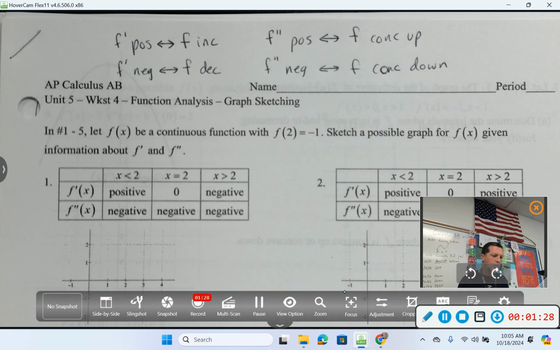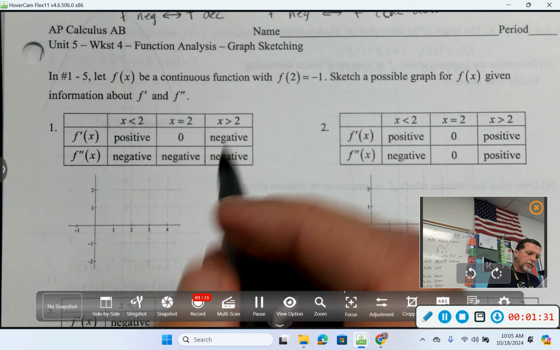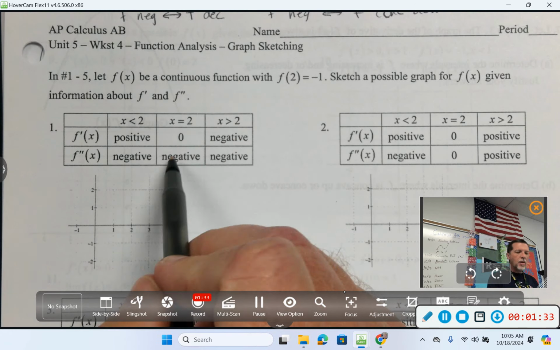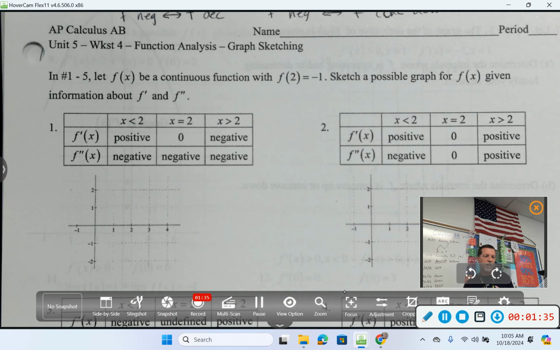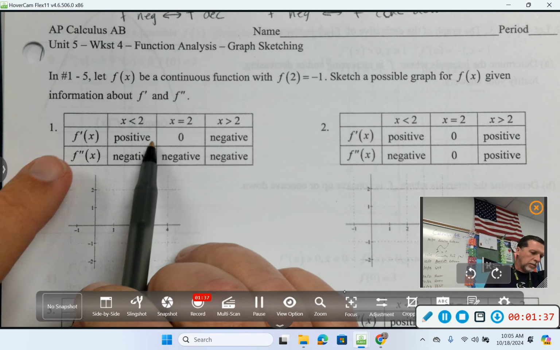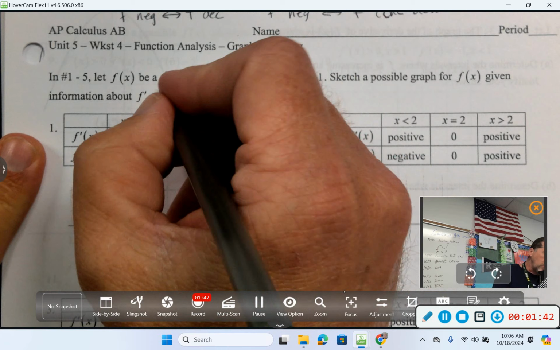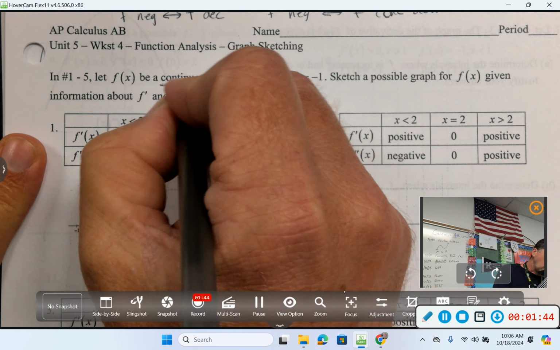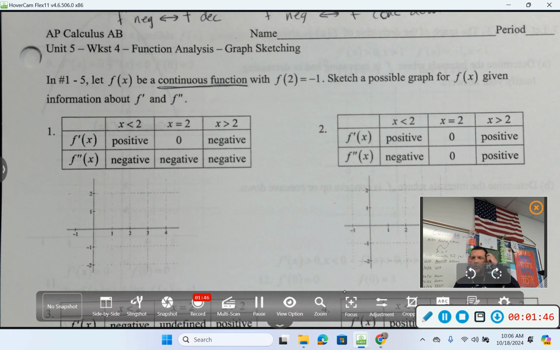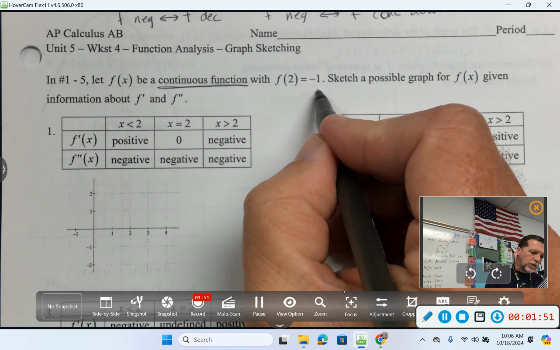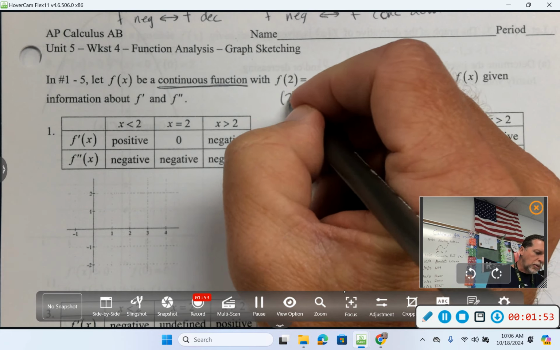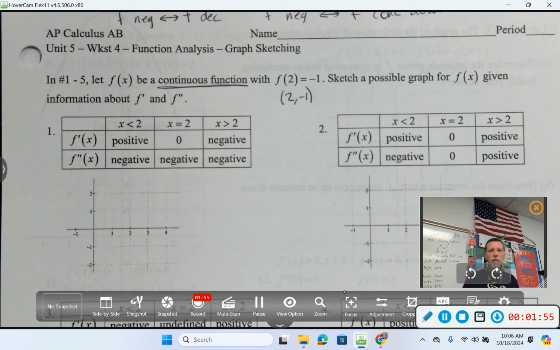Okay, so let's see if we can keep that in mind, and we're going to sketch some graphs based on given information. Number one. Actually, let's read the directions first. In 1 through 5, let f of x be a continuous function. Okay, that's good news, right? So that means no jumps, no holes, no asymptotes, nothing crazy. With f of 2 equals negative 1, so it's given me a point, (2, negative 1). Sketch a possible graph given this information about f prime and f double prime.